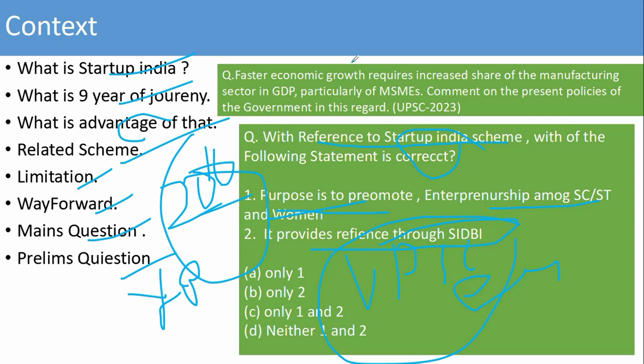In mains, they asked in 2020-23 based on the scheme: faster economic growth requires an increased share of the manufacturing sector in GDP, particularly in MSMEs, micro, small and medium enterprises. Comment on the present policy of the Government of India in this regard. You can give your answer in the comment box if you want. Why am I putting this type of question? See, the previous year question is just like a mirror. Whatever video I discuss, I want you to see what type of question is asked by the examiner. Okay, let's proceed with this video.